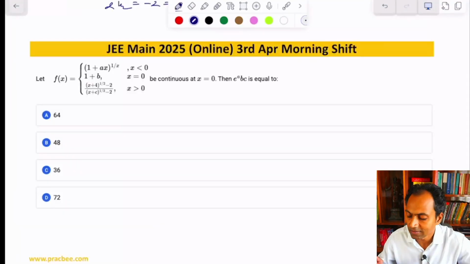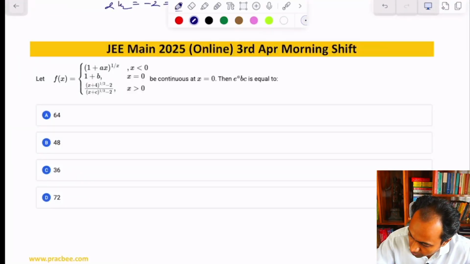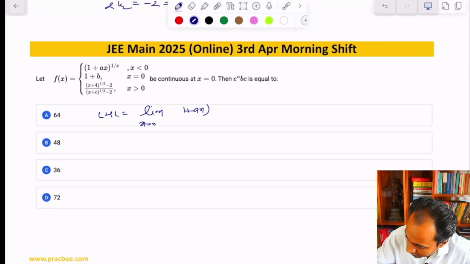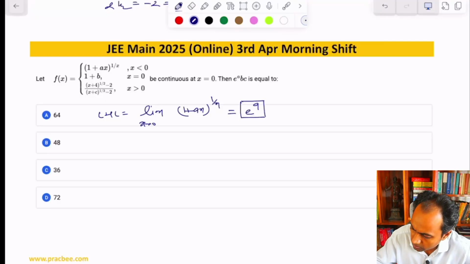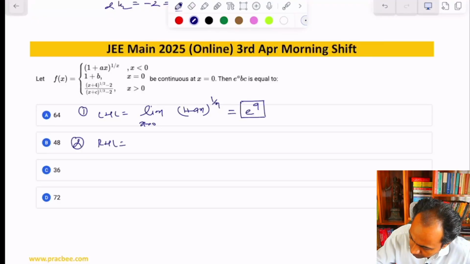Now we can see that a similar kind of question was asked again in 2025. Again we will find LHL. So it is limit x tends to 0, (1 plus ax) raised to the power 1 by x. Directly by definition, you can say that this value will be equal to e raised to the power a. This we already know.